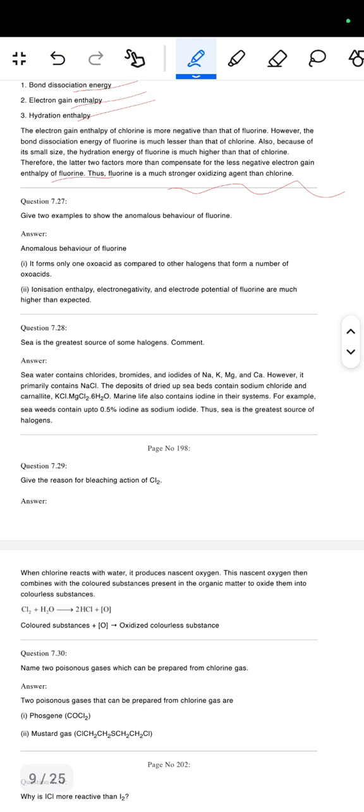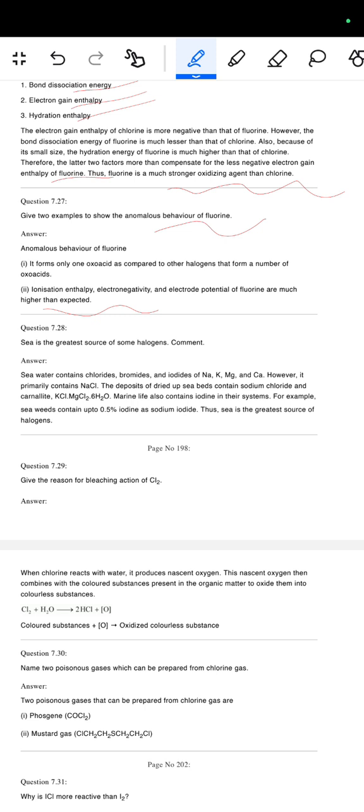Next, give two examples to show the anomalous behavior of fluorine. So the anomalous behavior of fluorine: it forms only one oxyfluoride as compared to the other halogens that form a number of oxyfluorides. And ionization enthalpy, electronegativity, electrode potential of fluorine are much higher than expected. Then comes the next question, see the group 17 elements.